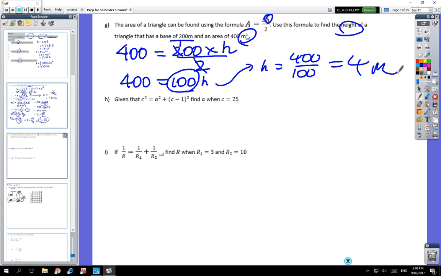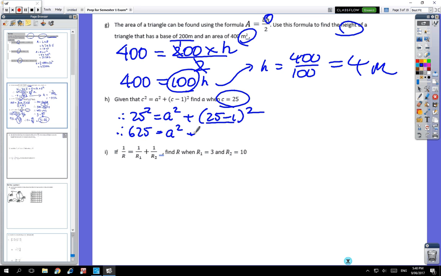Okay. Let's find. Next one is C is 25. Again, don't transpose. So we've got 25 squared equals A squared plus 25 minus 1 squared. So we've got 625 equals A squared. Now that's 24 squared, which is 576. So A squared equals 625 minus 576, which is 49.